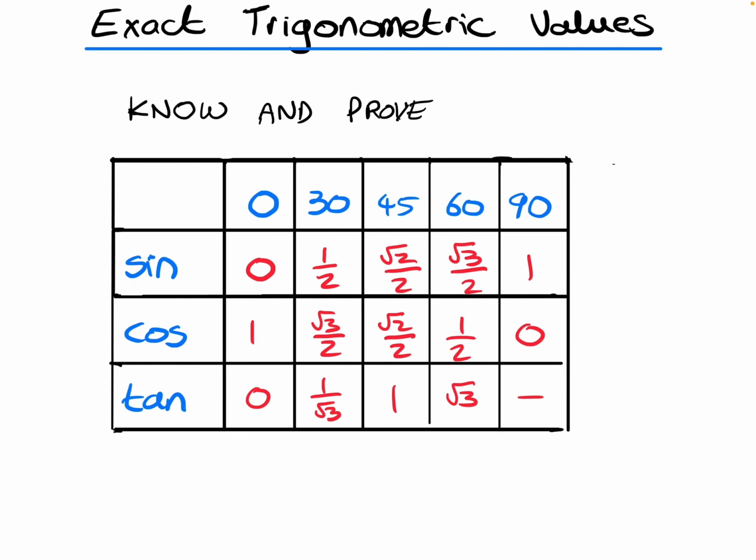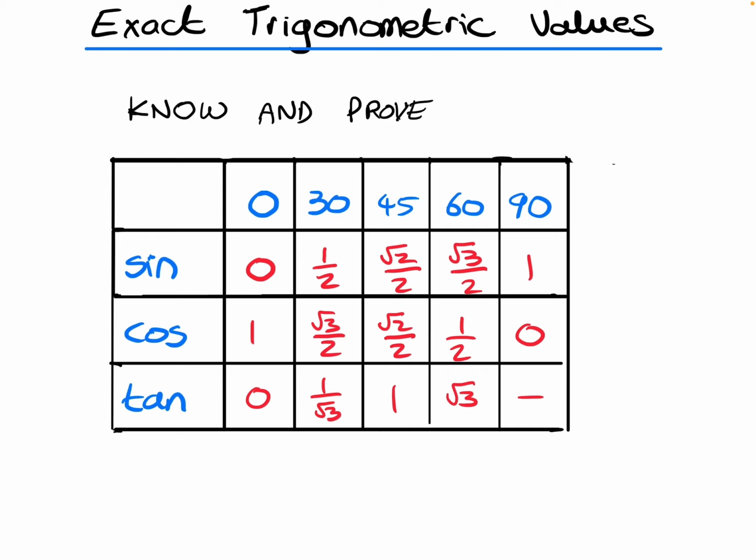You should also know the exact trigonometric values for certain angles. So for 0, 30, 45, 60 and 90, you should know what sine, cos and tan are for each of those. For example, if I just asked you in class, what's sine 60? You should be able to tell me it's root 3 over 2. If I said, what's tan 45? You should be able to tell me it's 1. You should know these. You should also be able to prove them.